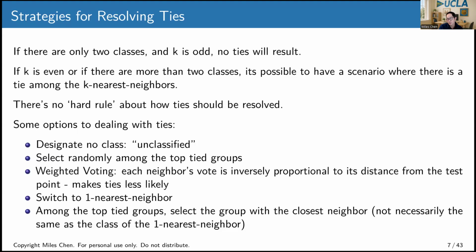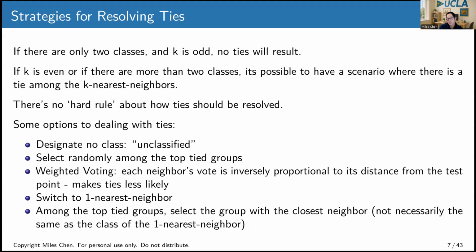Another idea is you do weighted voting. So if you have the six nearest neighbors, okay, and it's split 3-3, what you do is you say each of these votes gets a different weight. The ones that are closest, their votes count more. The ones that are farther away, their votes count less. And if you do that, then you're less likely to have a tie. Even if it's split 3-3, it's probably three of those votes will have a higher weight than the other three.